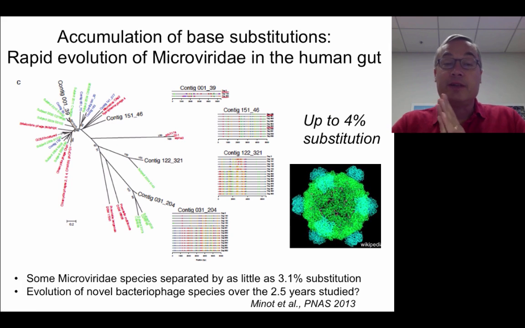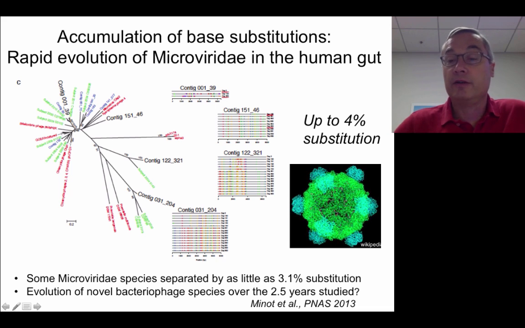Other families seem to evolve rapidly, and our champions were the Microviridae, which is the group that includes phage Phi-X174. These are single-stranded circular DNA phages. Single-stranded DNA viruses tend to evolve faster than double-stranded, presumably because if there's a change in one base, there's no template to correct it against.